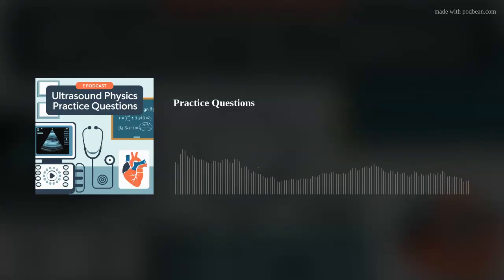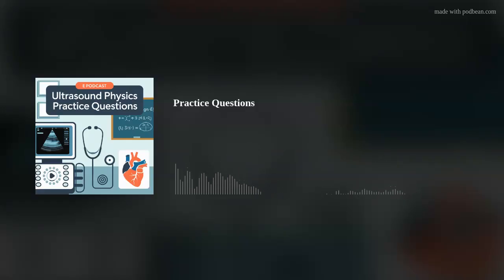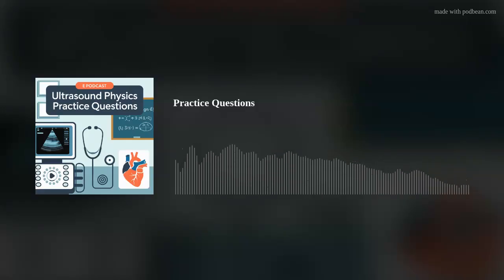This one asks about intensity and how it's related to power and beam area. I'm a little fuzzy on that. Can you clarify that relationship for me? Intensity is basically a measure of how concentrated the sound energy is. It's like comparing a spotlight to a floodlight. The spotlight has much higher intensity because that light energy is focused into a smaller area. So if you have the same power output, a narrower beam would have higher intensity.